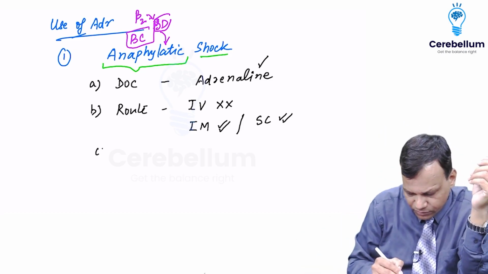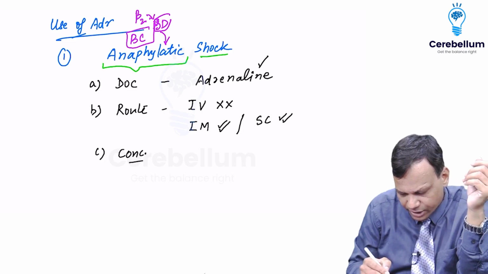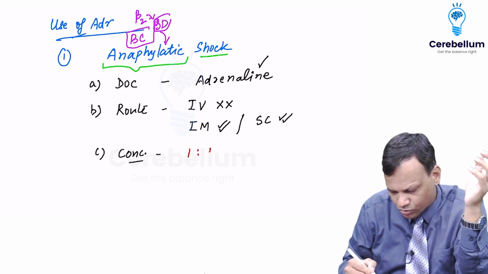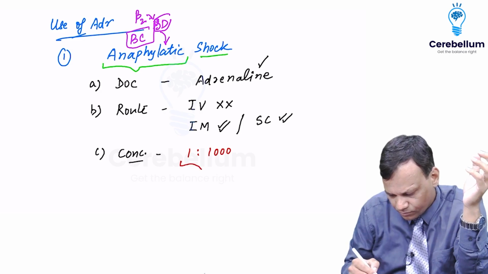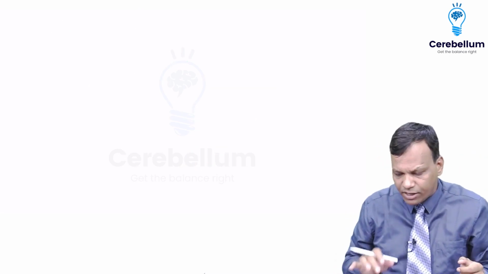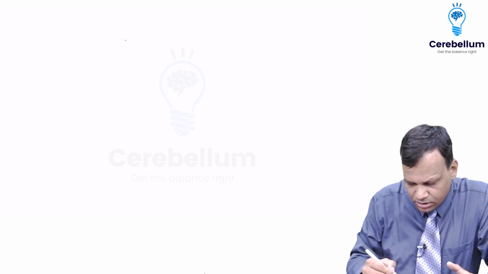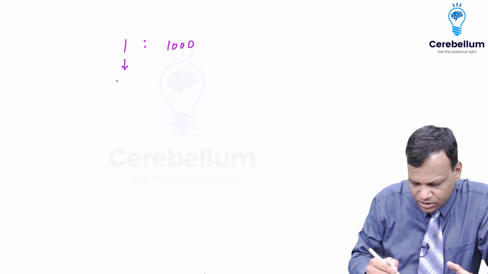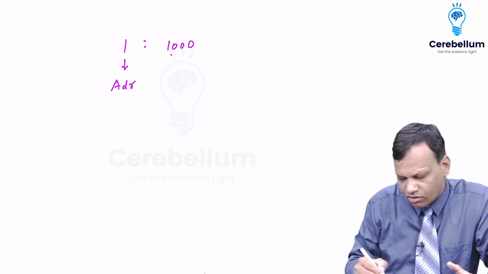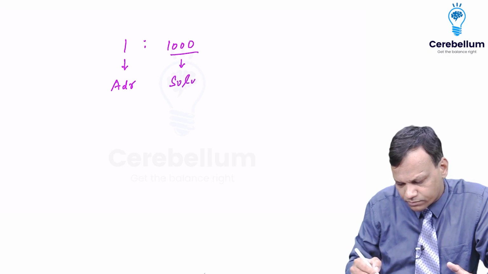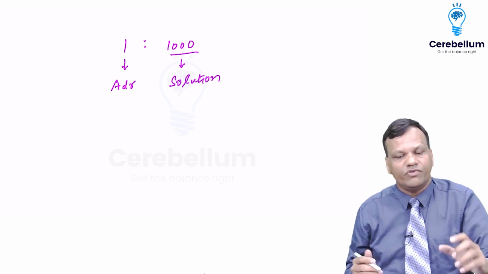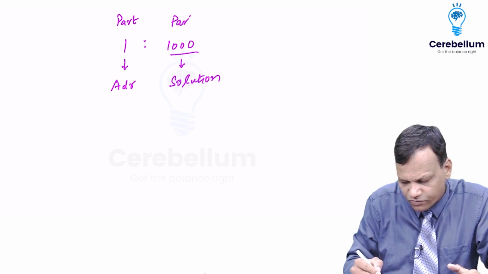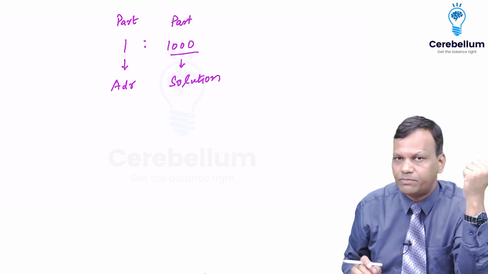Now, the third question is, what is the concentration of adrenaline used for anaphylactic shock? The concentration of adrenaline used is 1:1000. Now the question is, what is the meaning of 1:1000? What is 1? What is 1000? Whenever we write any concentration in this manner, the first is always the drug. In this case, it is adrenaline. And the second is always the solution, the total amount of solution. So it means 1 part of adrenaline is dissolved in 1000 parts of solution. If we have 1000 parts of solution, out of that 1 part will be adrenaline.